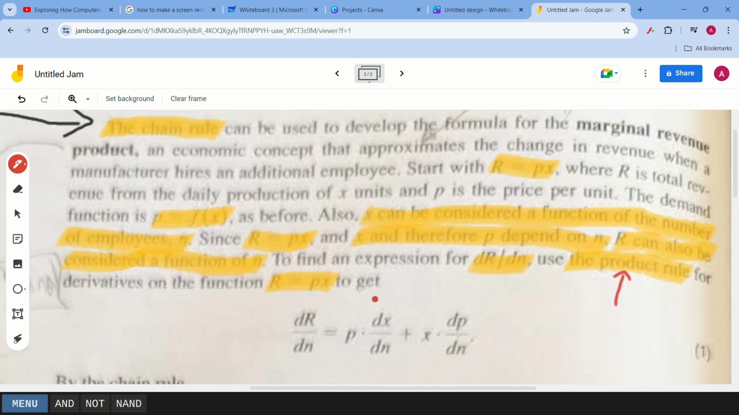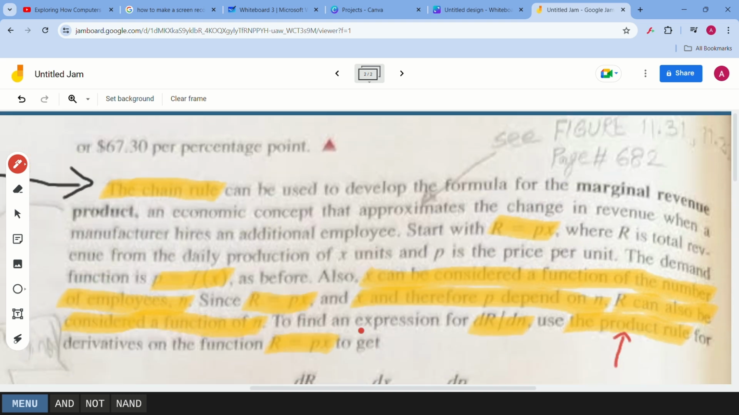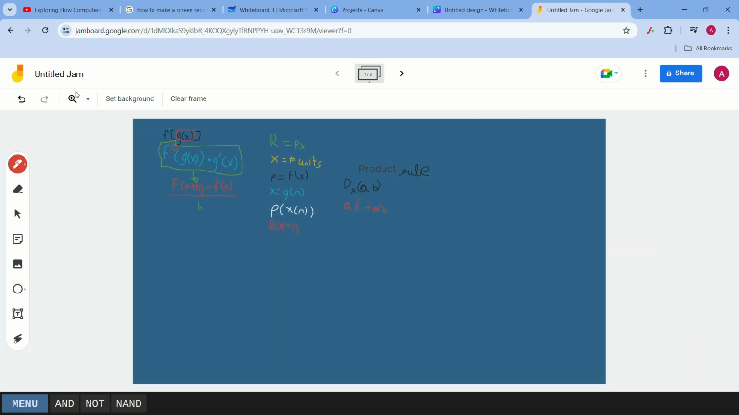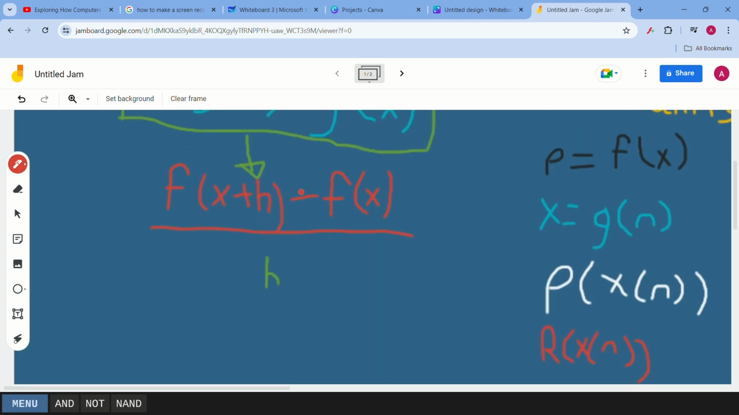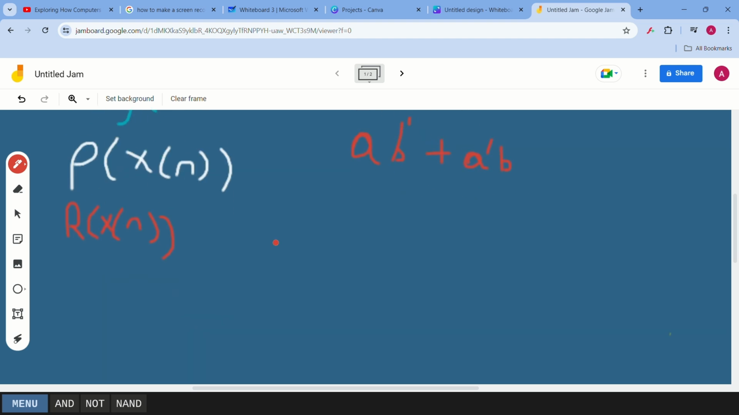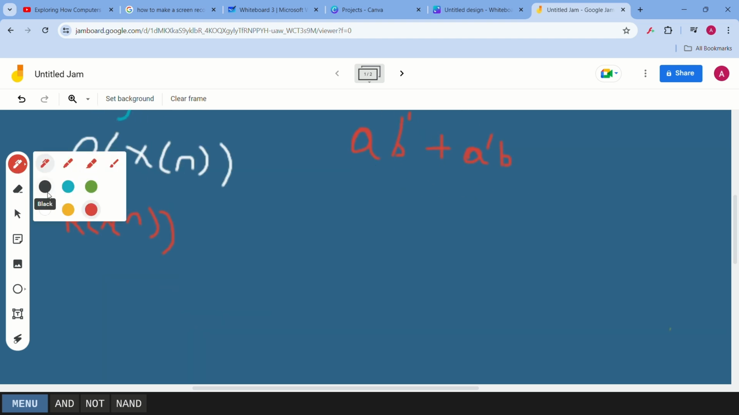Got that rule down. Let's try to find what ab prime plus a prime b could be. So what can a be here? p of x, p times x. Okay, so a is going to be p.